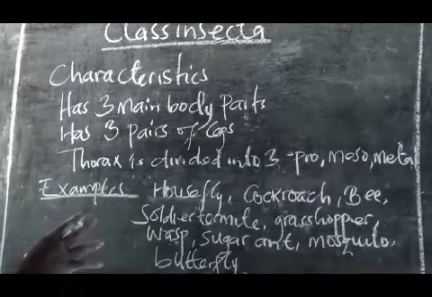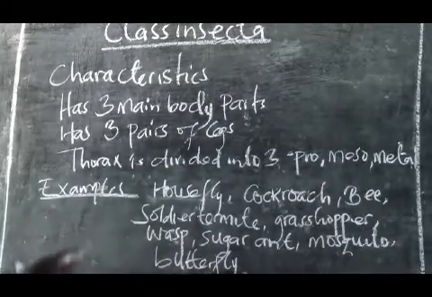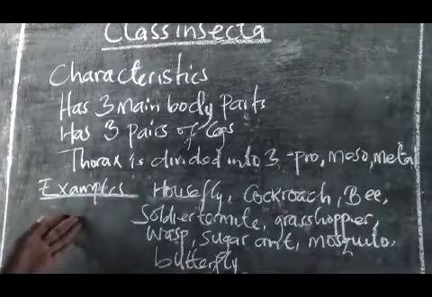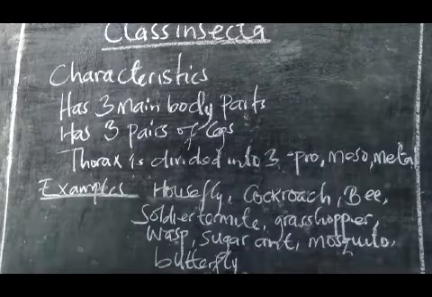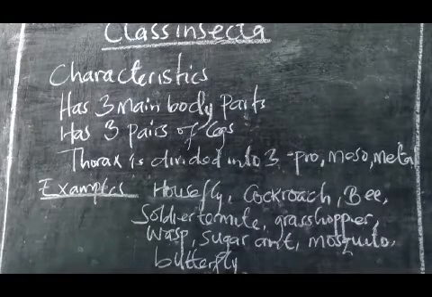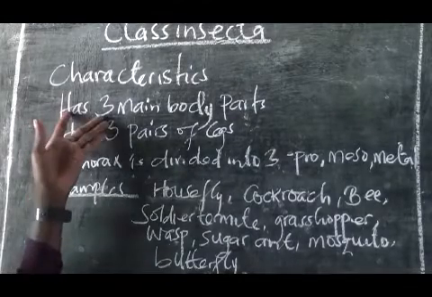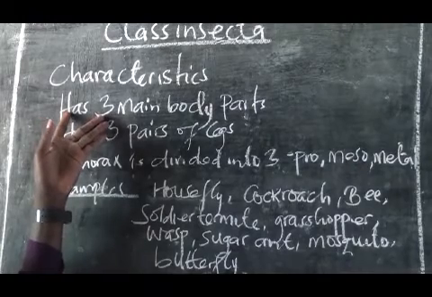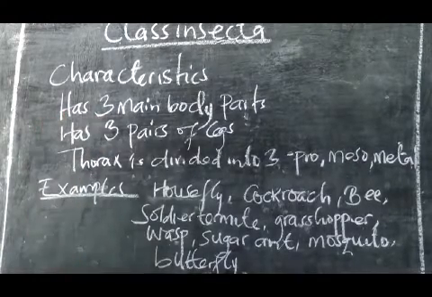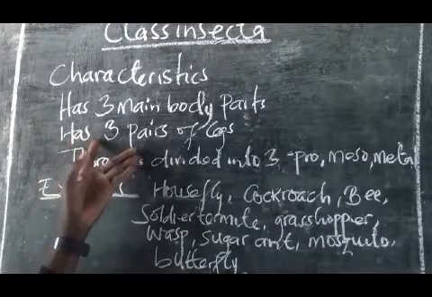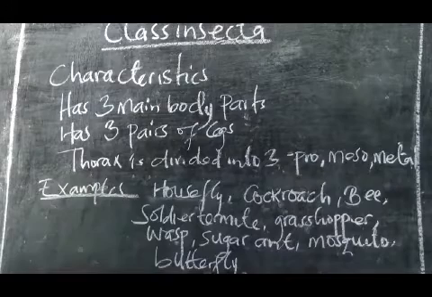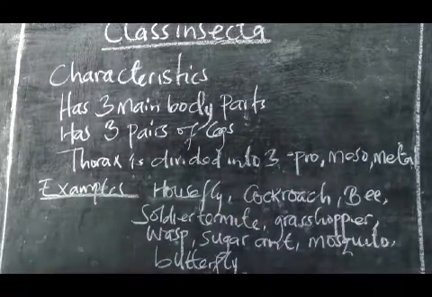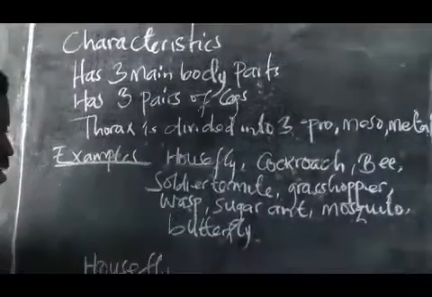In arthropods, let's look at the last part, which is the insecta, class Insecta, and the general characteristics. Why would we call an animal an insect? It must have three main body parts, that is the head, the thorax, and the abdomen, and then it has to have 3 pairs of legs, or 6 legs. And then the thorax has to be subdivided into 3 parts. That is the prothorax, the mesothorax, and the metathorax.